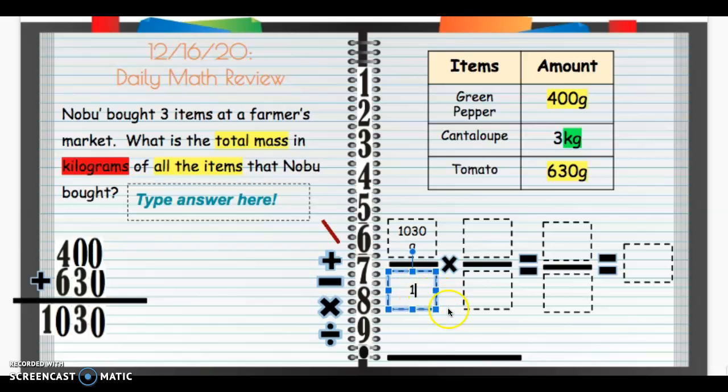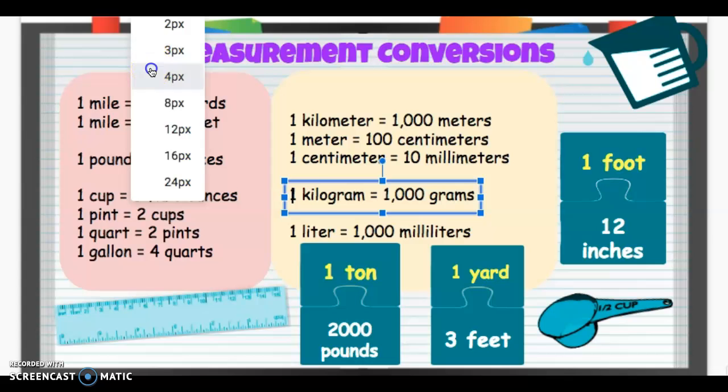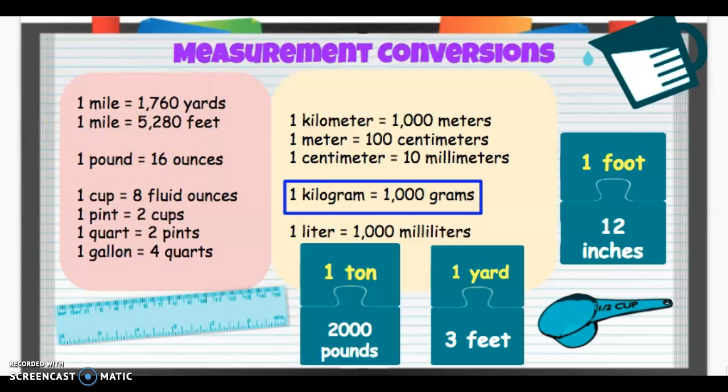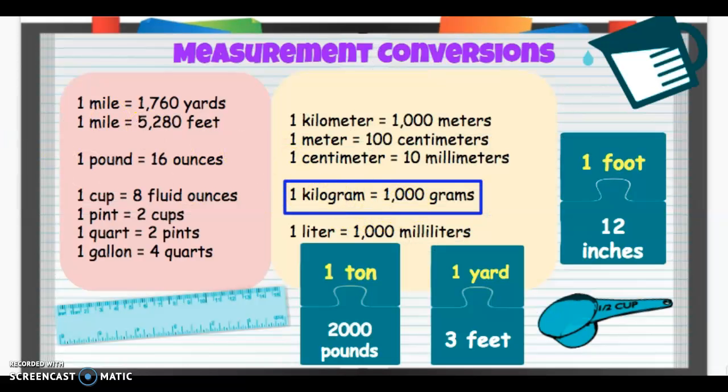over 1. So you're trying to get rid of grams, and you want to go to kilograms because that's your goal. So we go to our chart, grams and kilograms. Oh, look at that. 1,000 grams equals 1 kilogram. Again, 1,000 grams equals 1 kilogram.